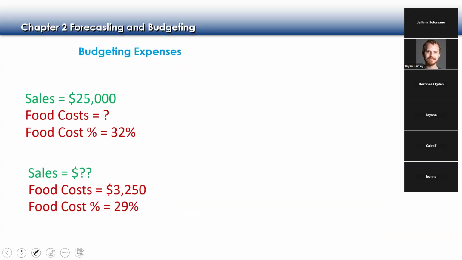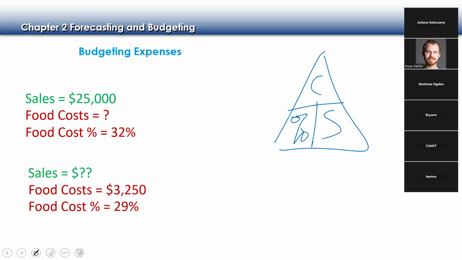So we're going to use what tool here? We have sales, food cost, and food cost percentage. What tool are we going to use? Triangle. We're using the triangle. Okay, and as you're getting used to this, I would recommend drawing this on every single problem. And what are we looking for in this case?